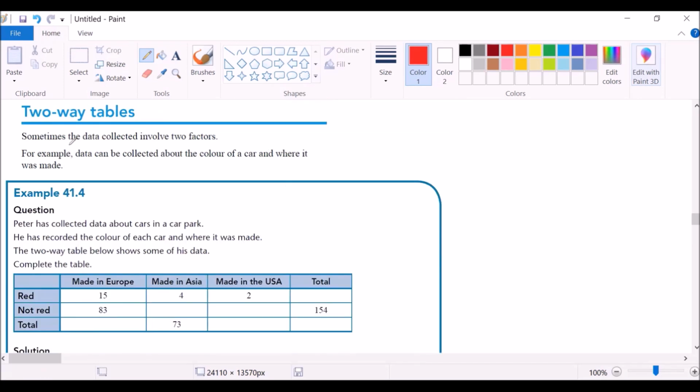Two-way tables. Sometimes data collected involves two factors. For example, data can be collected about the color of a car and where it was made. Question. Peter has collected data about cars in a park. He has recorded the color of each car and where it was made. The two-way table below shows some of his data. Complete the table.